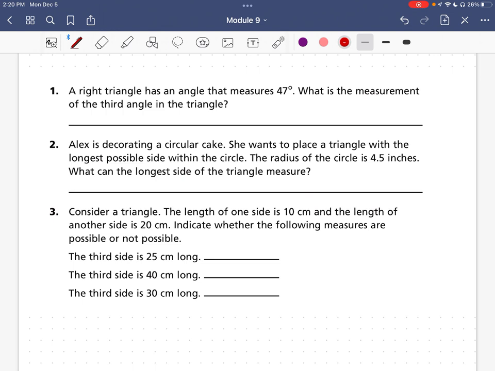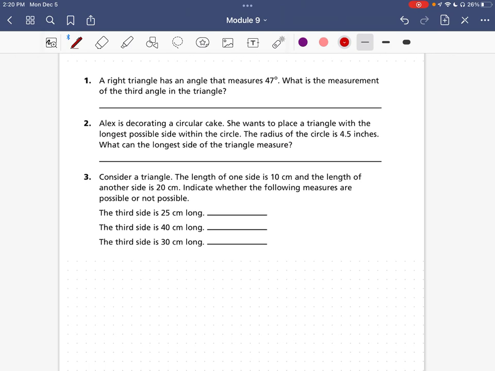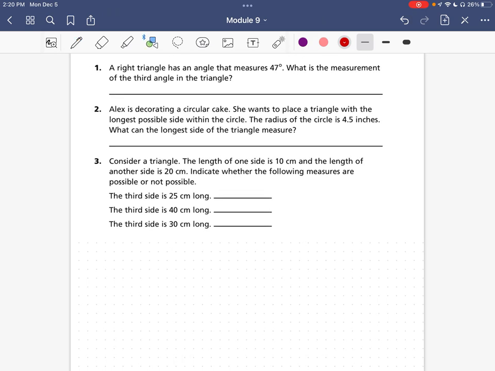So for example, number 1 here says a right triangle has an angle that measures 47 degrees. What is the measurement of the third angle in the triangle? So let's start by drawing this out. Okay, right triangle. What do we know about a right triangle? What is the one important fact about a right triangle? And that is that it is 90 degrees. So we have a right triangle, something like that, where we know that one angle is 90 degrees.